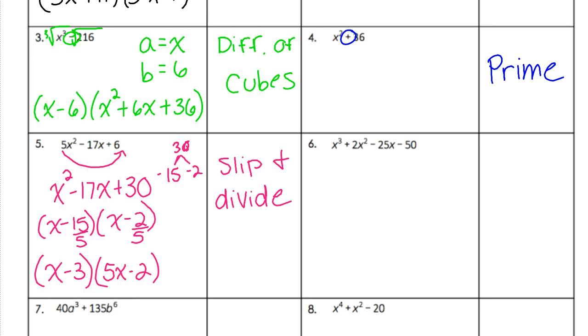Okay, for number 6, in this one, I notice that I have 4 terms. So with 4 terms, I'm going to factor by grouping.